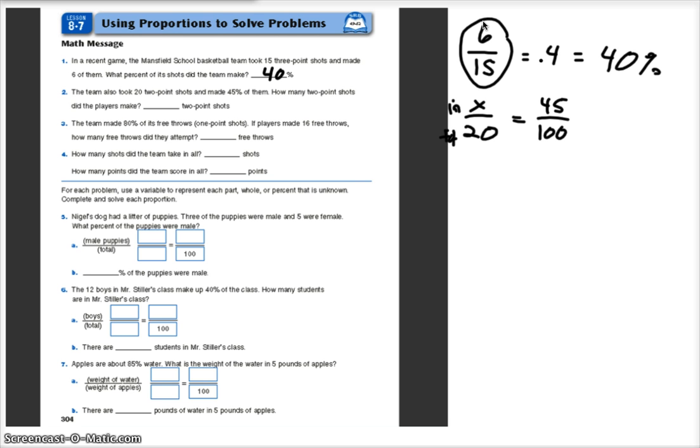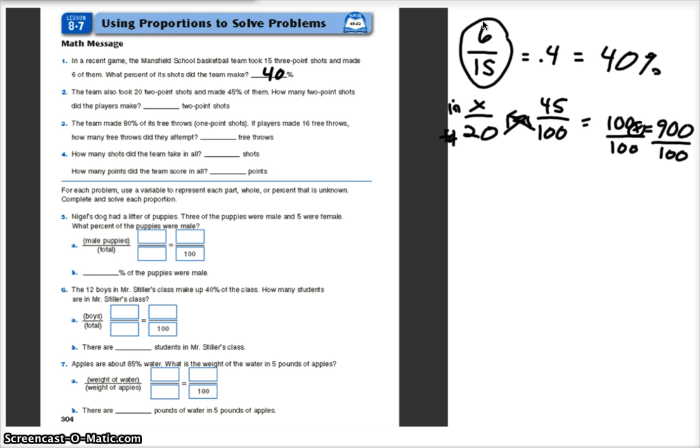So do you remember your cross multiplication? Good. Alright, so let's go ahead and do that. So we have 100x equals 45 times 20, which equals 900. Alright, so 900 divided by, remember we have multiplication happening between x and 100, so we have to do the opposite, which is divide. So we divide both sides by 100, because whatever you do on one side, you have to do it to the other.